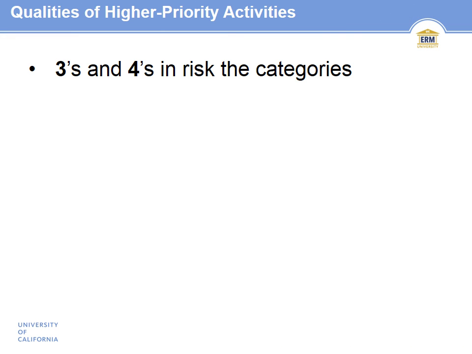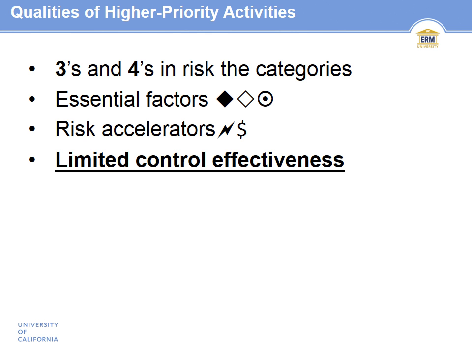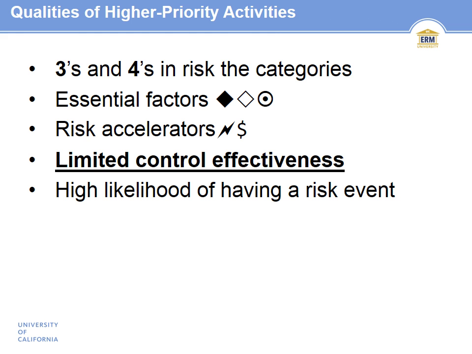was I said, okay, here's what I care about. These are the higher priority activities. These are the activities we're going to pull off the top and recommend to senior management that these are the ones that need attention. So the activities that have 3s and 4s in the risk categories, those are the high potential impacts, that they have essential factors tied to them, that they have risk accelerators. So if a bad thing happens in this activity, we're going to have a huge impact, that have limited control effectiveness, bold underscore, and then a high likelihood of having a risk event.